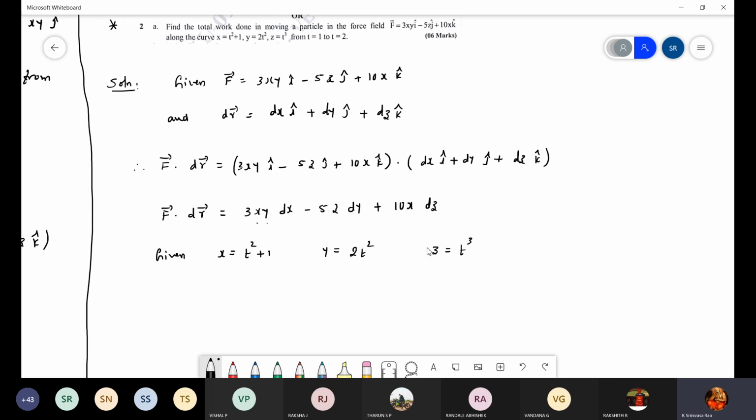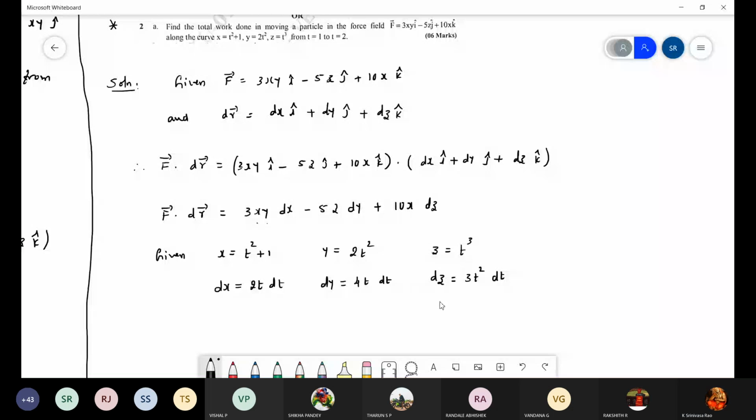And now I want dx. What is dx? 2t dt. I am just operating d, that's it. dy is 4t dt, and dz is 3t squared dt. Now substitute all six into the above equation.